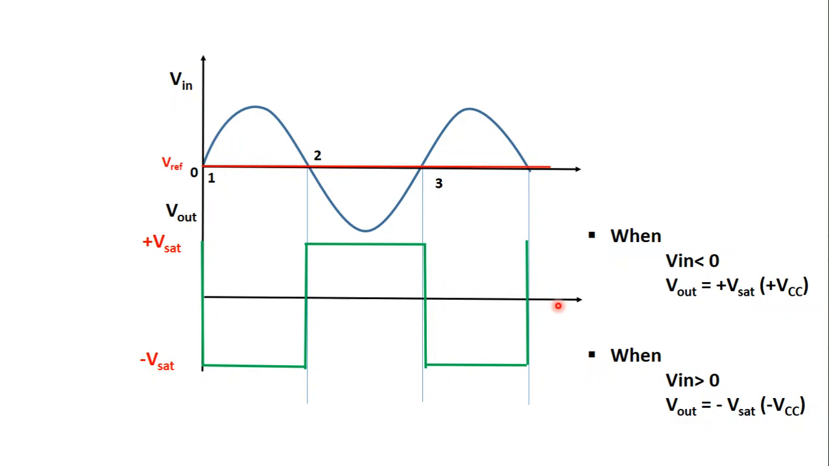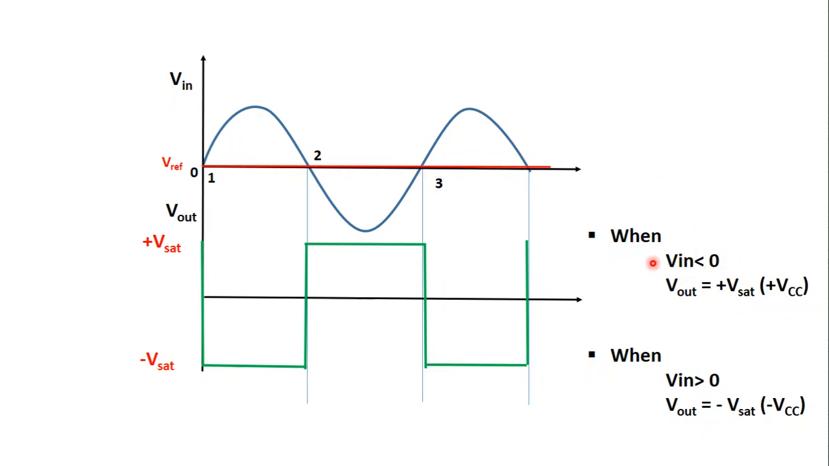Here we see that from point 1 to point 2, V in is greater than 0. That means V in is greater than V reference. So for this we have output voltage equal to minus V saturation. So here we have minus V saturation. Similarly, from point 2 to point 3, V in is smaller than 0.